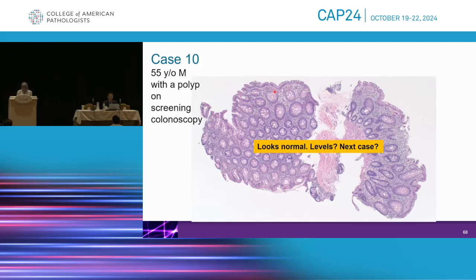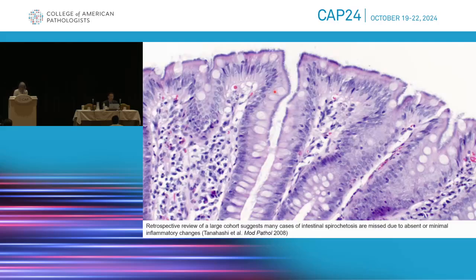little bit more basophilic. And when you do look at higher power here, you can appreciate this fringy brush border that's characteristic of intestinal spirochetosis. And retrospective reviews of a large cohort suggest that many of these cases are actually missed due to absent or minimal inflammatory changes, as we're noting in this prior case.